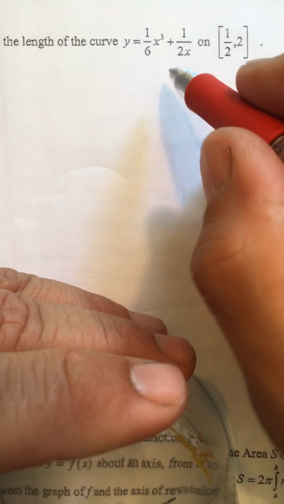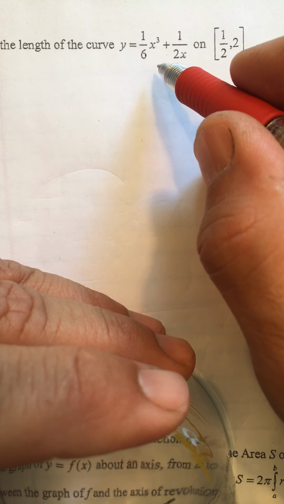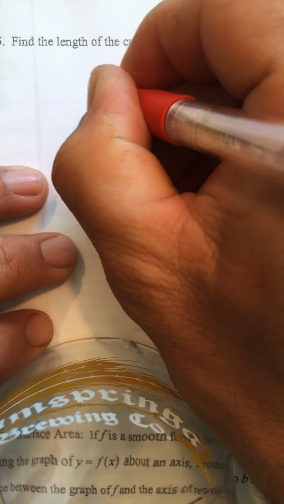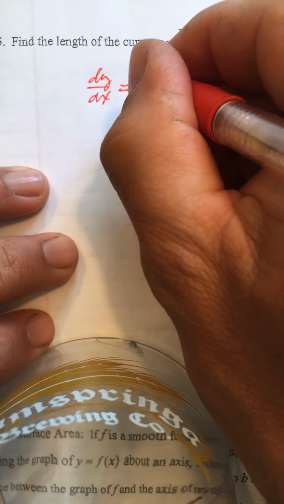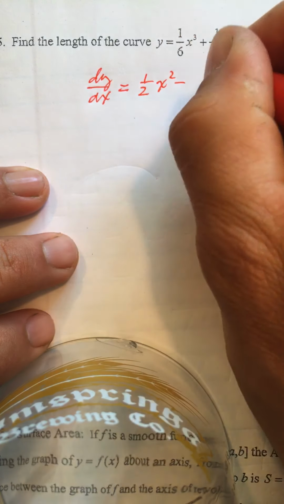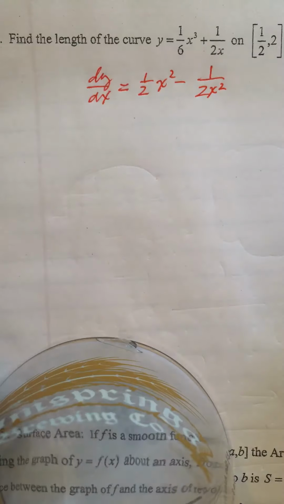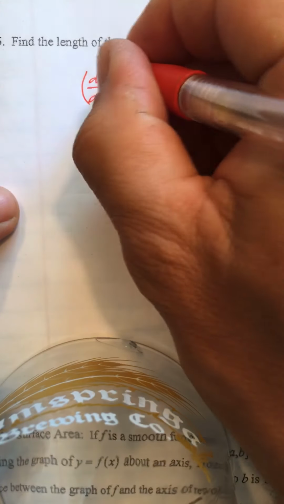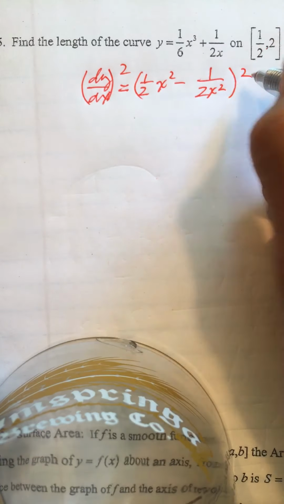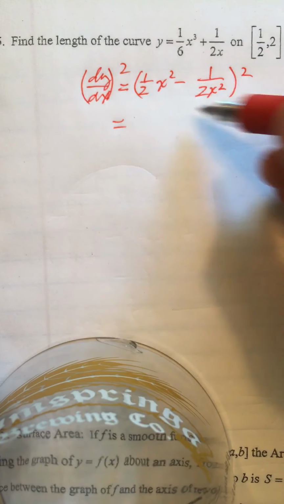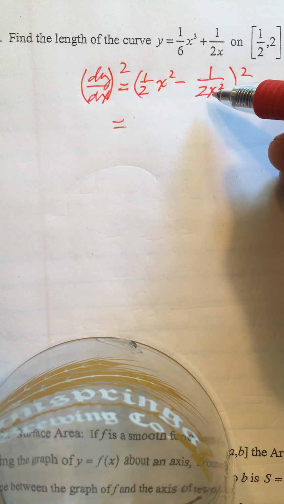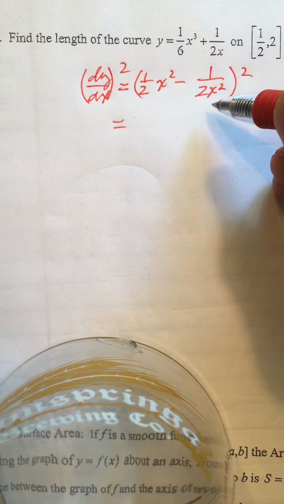We're going to find the arc length of this arc between 1/2 and 2. So I'm going to first find dy dx, which is 1/2 x squared minus 1 over 2x squared. I'm then going to square that guy, because that's what we need for our formula. And just be careful, I'm squaring a binomial here. It looks a little fancy, but it's not too bad, okay?